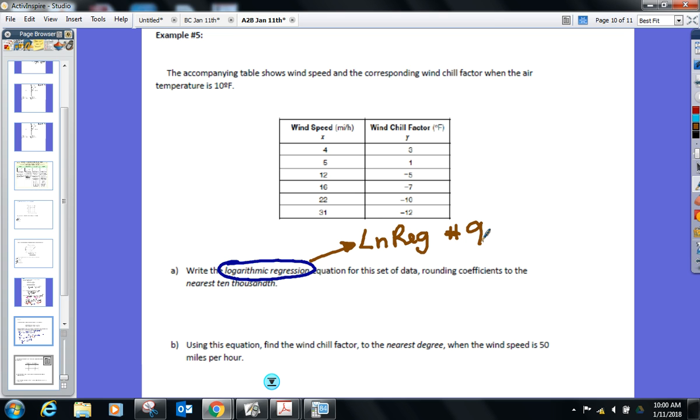And it should be below negative 12, because we know at a wind speed of 31, the temperature is negative 12. And now we're doing a wind speed of 50. So hopefully you get an answer below negative 12. Pretty chilly out if it's blowing 50 miles an hour.